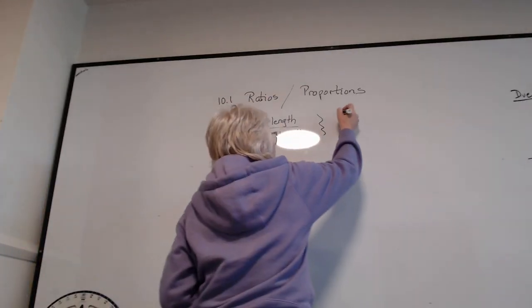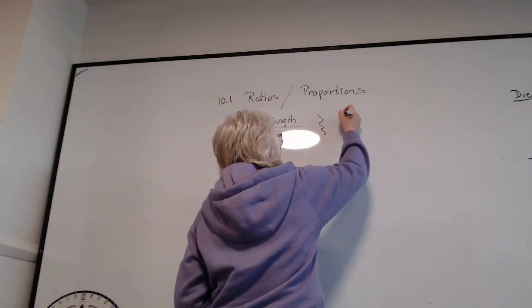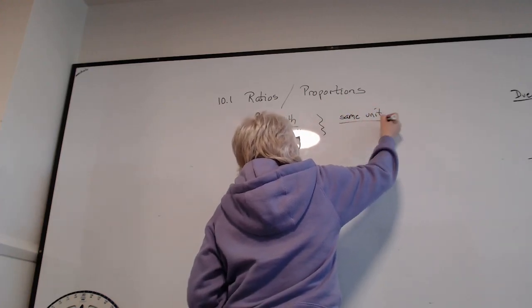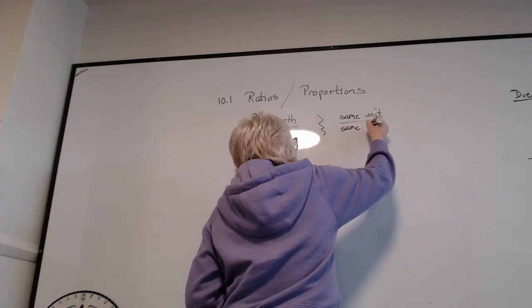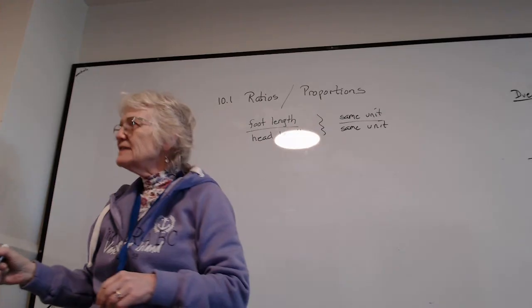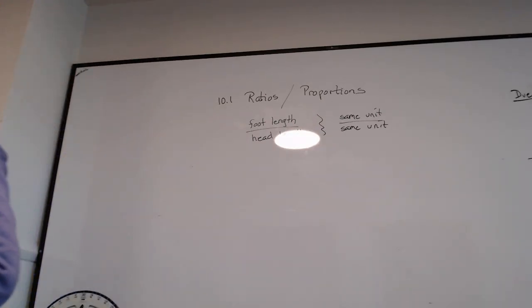So it's the same measurement. Ratios are always the same unit divided by the same unit. That is how they are different than rates. Rates are different units. They have to be different units, like dollars per gallon. That's two different units, dollars are different than gallons. So that's a rate. How many dollars per gallon is the cost of gas? But a ratio always has the same unit.